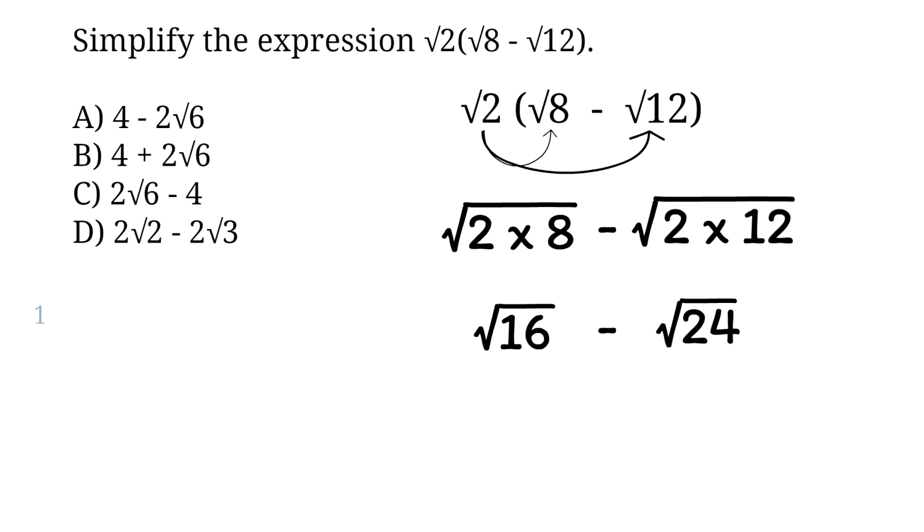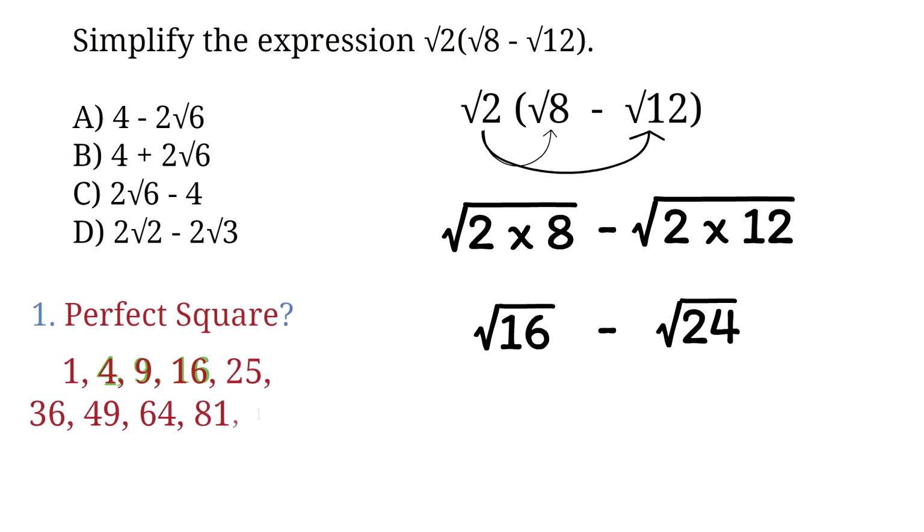1. Is the value under the square root sign a perfect square? Can it be written as a number times itself? 4 is a perfect square. That is 2 times 2. 9 is a perfect square. That is 3 times 3. 16 is a perfect square. That is 4 times 4. Hope you get the point. Here is a list of the first 10 perfect squares.